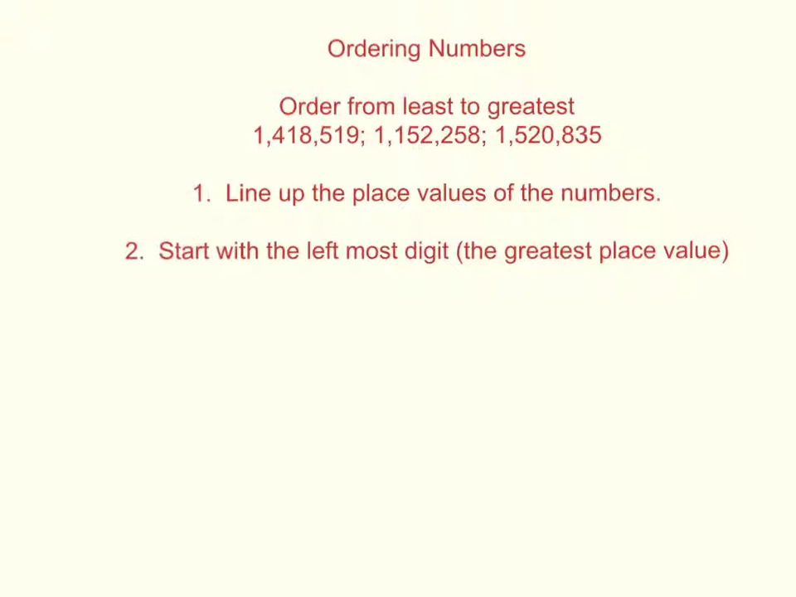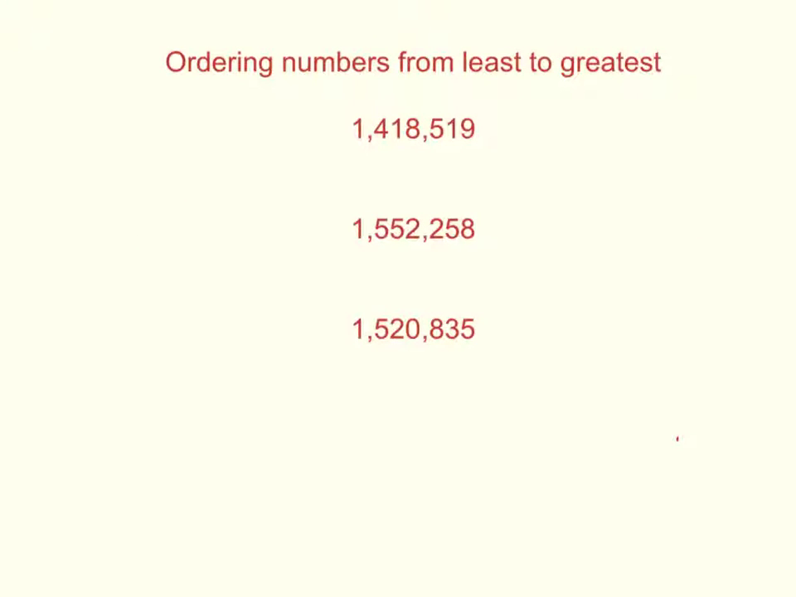Here we're going to order from least to greatest, these three numbers here given. Again, the same steps apply. The first thing I have to do is line up the place value of the numbers. The second step I need to do is start with the leftmost digit, or the greatest place value. Okay, so here I've went ahead and ordered the numbers on top.